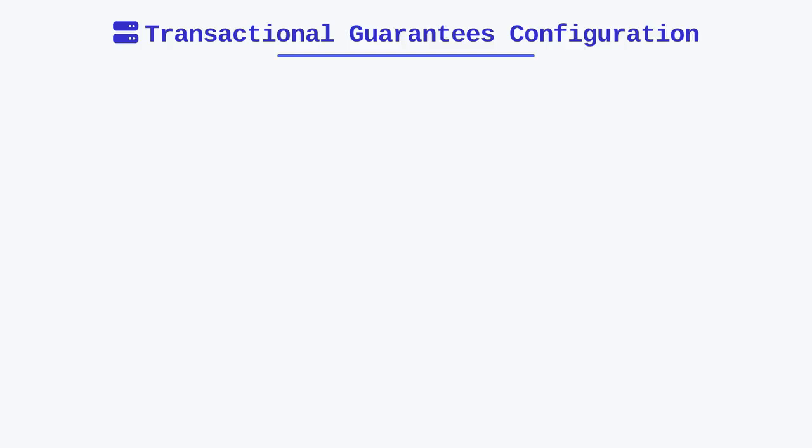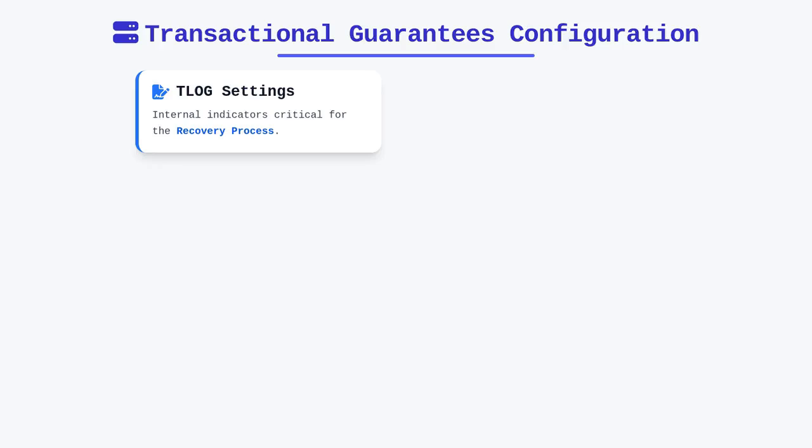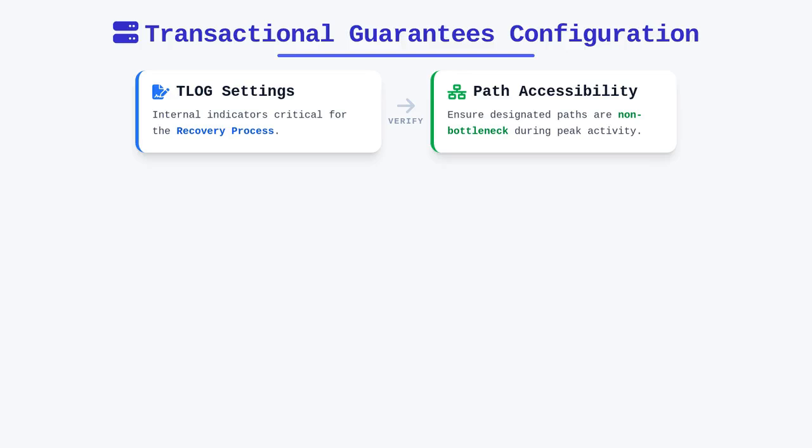To facilitate these transactional guarantees, each server instance within the cluster needs to be configured with the appropriate T-log settings, which are internal indicators used during the recovery process. The administrative duty here involves verifying that every managed server in your traditional cluster has a designated, accessible path for these logs that won't become a bottleneck during peak periods of activity. Furthermore, when dealing with enterprise applications, you must ensure that your session data management or session replication is synchronized with the cluster's specific transaction settings.